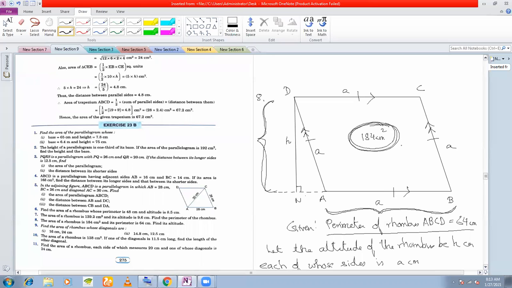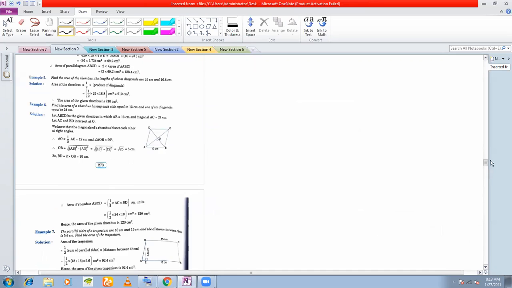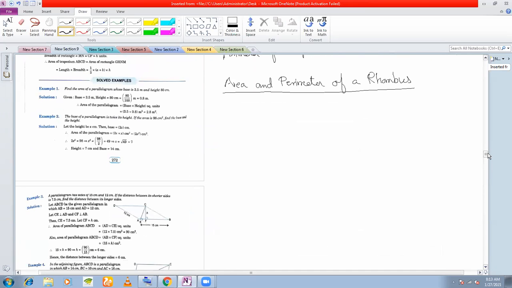Because I know that a rhombus is a special kind of parallelogram. If I know the base and the height, I can use the parallelogram formula to calculate the area of a rhombus, provided I know the base and the height. But in 99% of the cases, in the problems you will come across, you will not know the base and height of a rhombus. What you will know is the length of the diagonals. Let us draw a rhombus.